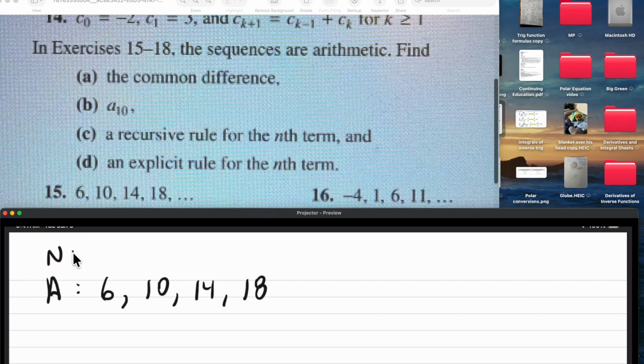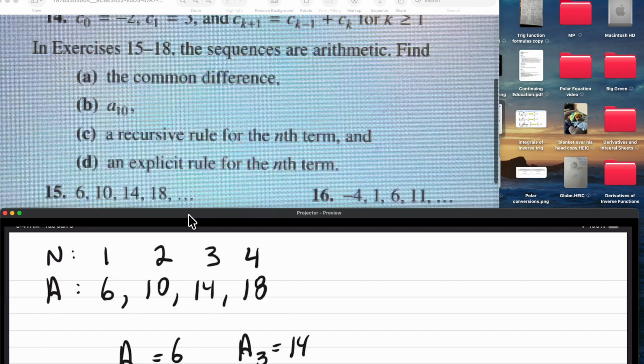If we were to graph this, that would be the x values. This would be the y values. The n would be the input. The a would be the output. So as we label these sequence positions via n, in this particular case, the value at position 1 would equal 6. The value at position 3 would equal 14. Okay, so the first thing they want is the common difference.